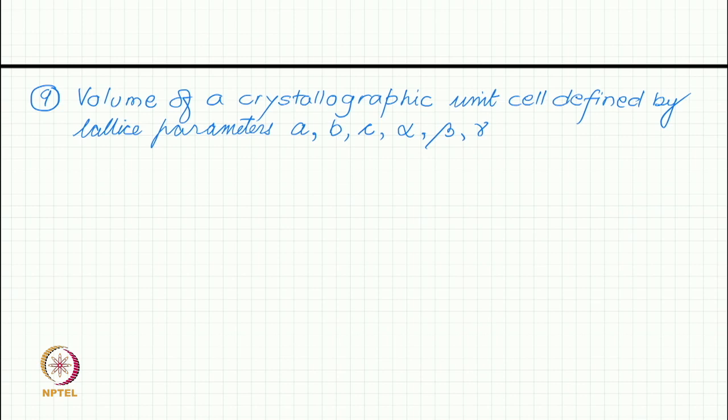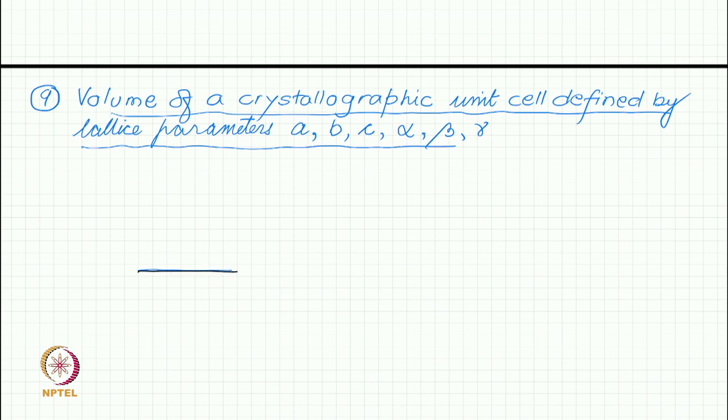Now, volume of a crystallographic unit cell defined by lattice parameter. Let us look at this. How do you find this volume? Because this looks like a complicated formula, although simple, meaning there is not much advanced mathematics in it. But still, you have 6 lattice parameters, meaning 3 distances and 3 angles, and so the final volume will be a function of all these 3 quantities.